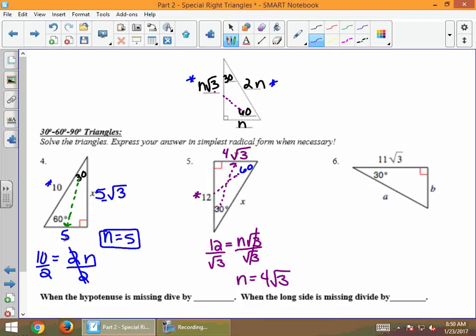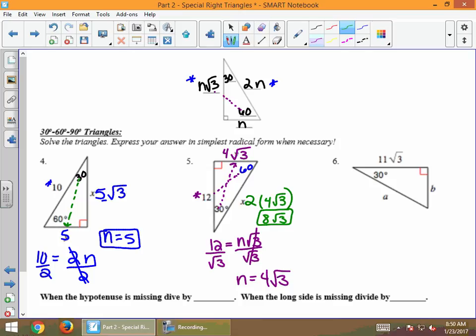Once you have your short side, you're just filling in the rest of the diagram. So we get our hypotenuse. It's 2 times whatever you got for n. This time we got n is 4 radical 3, and that's okay. Sometimes that happens. And when we multiply those together, 2 times 4 is 8 radical 3. Don't multiply the radical by 2. Just multiply those two numbers, not underneath the radical. Write the radical after the number. And there you go.